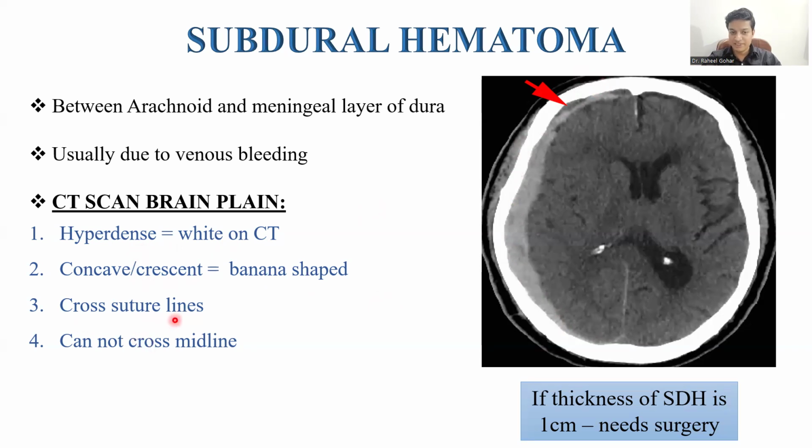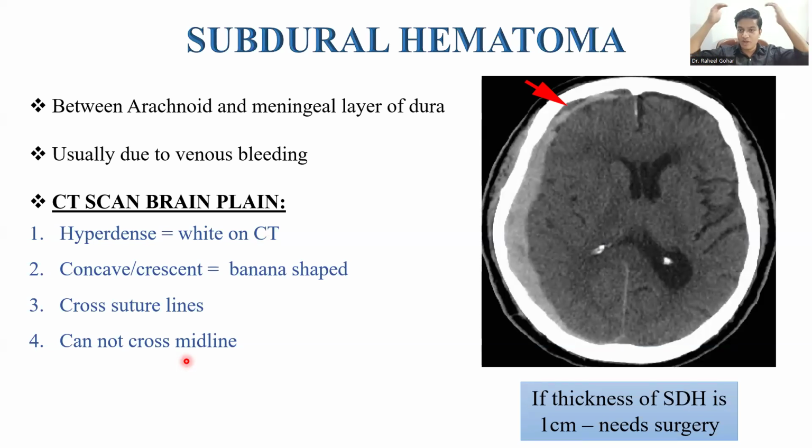Secondly, it will cross the suture line. The EDH was not crossing the suture line. Why is it crossing the suture line? Because it is below the dura, and dura is adherent to the suture line, but this hematoma is in the subdural space, so it will go according to the contour of the brain. While the epidural hematoma was restricted at the points where the dura was adherent to the suture line. So that's the difference between the subdural and epidural hematoma. Then finally, it cannot cross the midline. Why? Now the epidural hematoma was above the dura mater.